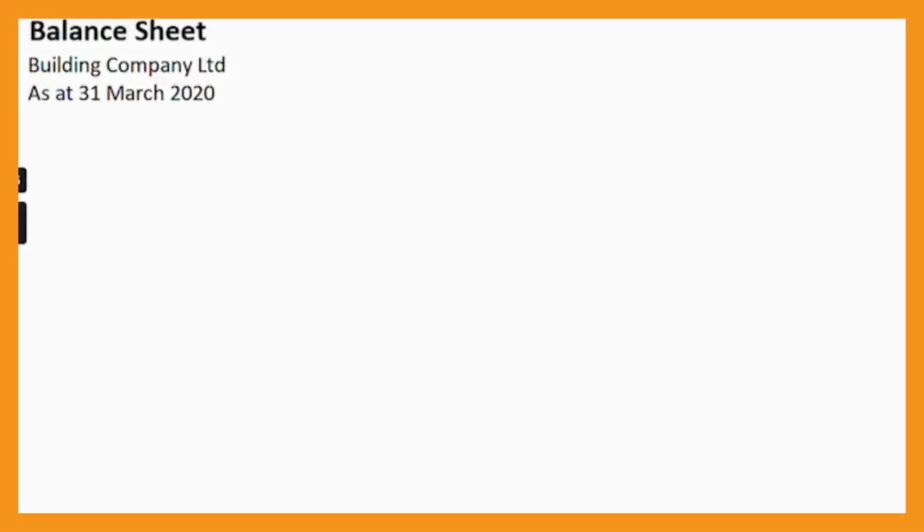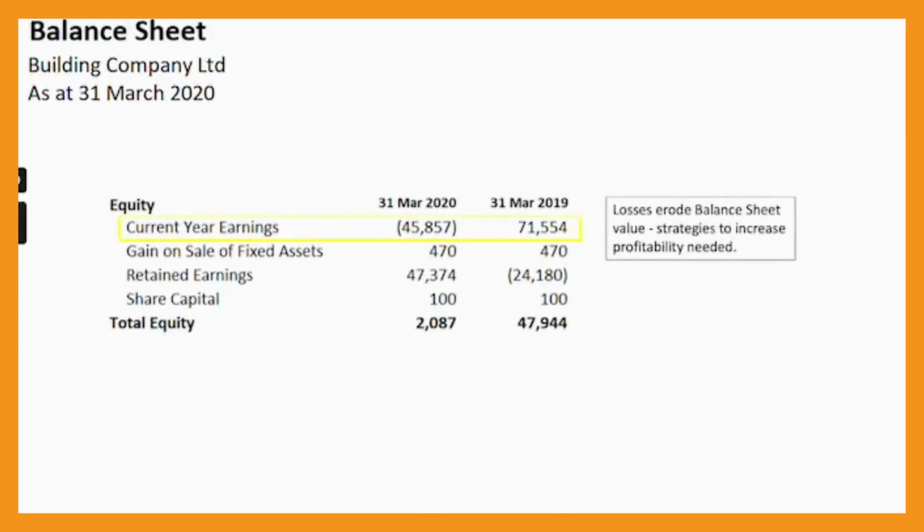For our example, we'll use an imaginary building company. The first part of the balance sheet is the equity or the owner's interest in the business. You can see here that last year, the company made a profit of 71,554. But this year, it made a loss of 45,857.